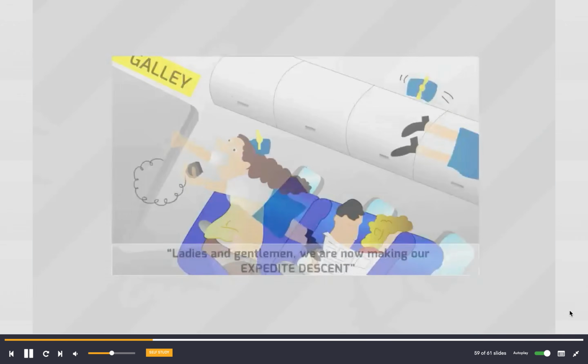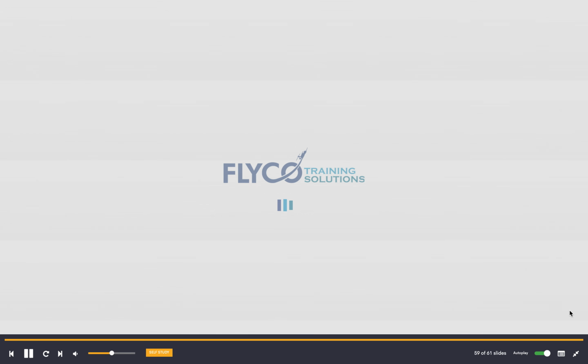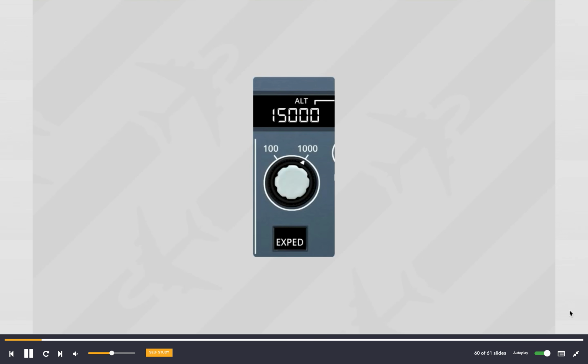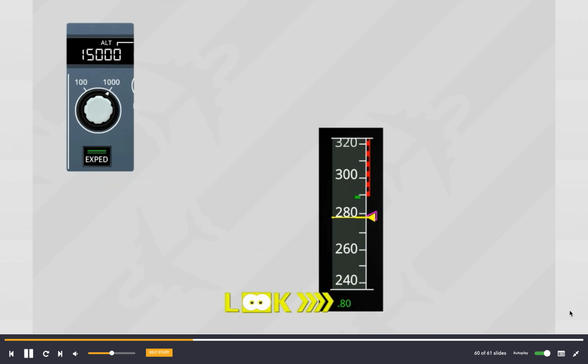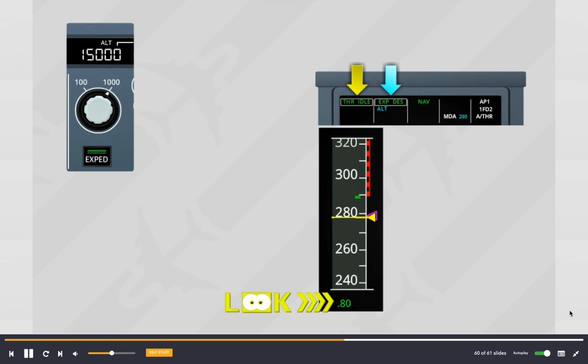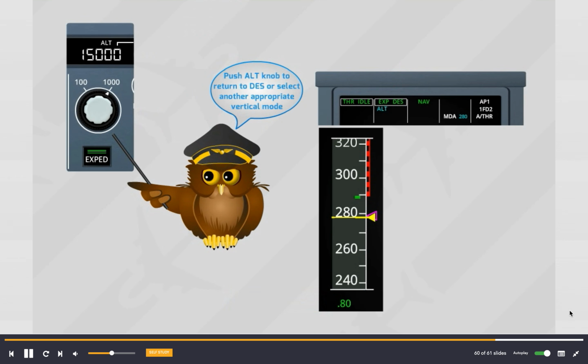Expedite descent. If a high rate of descent is required, you can use expedite descent mode. To initiate an expedite descent, push the expedite button on the FCU. The aircraft pitches to acquire and maintain a target speed of Mach 0.8 or 340 knots, whichever is lower. The FMA enunciates thrust idle and expedite descent. Push the FCU altitude knob to return to normal descent, or select another appropriate vertical mode.